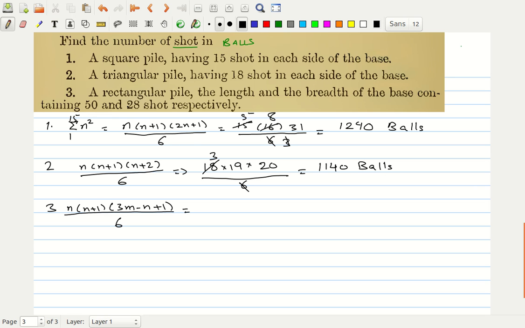So we have 50 and 28. So n is actually equal to 28. So 28 times 29 times 3m minus n. So it is 3 times 50, which is 150, minus 28 plus 1, divided by 6. And if you calculate this, it is equal to 16646 balls.